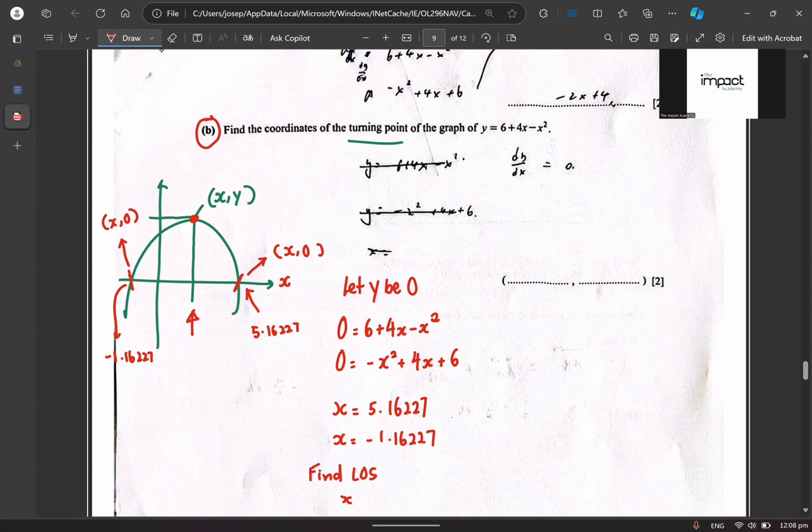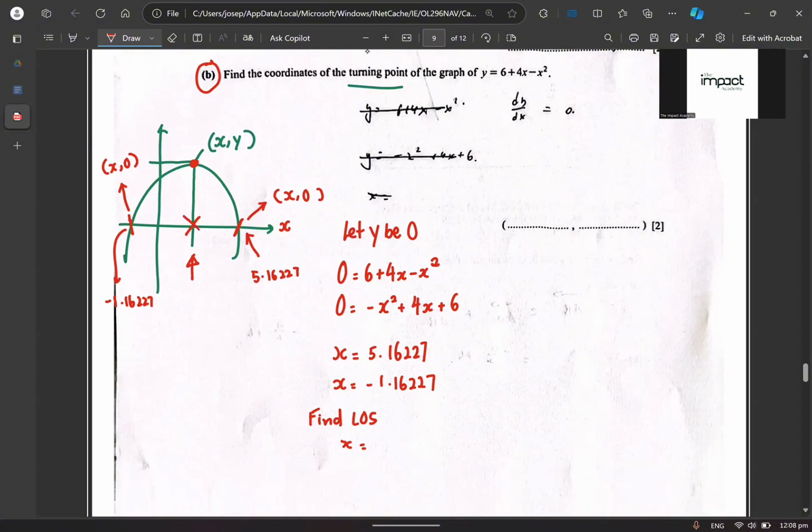So x, okay, is actually equals to, you know why I say x, right? Because this is the line of symmetry. Correct or not? Okay, so 3.16227 plus bracket negative 1.16227. And then what do we want to do? We want to divide by 2. Correct or not? What's your answer? x is actually equals to how much? 1. Correct or not? Okay, so I know that these 2 already correct.